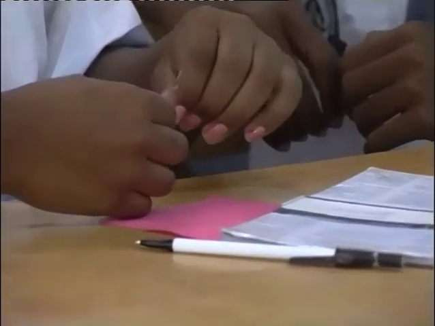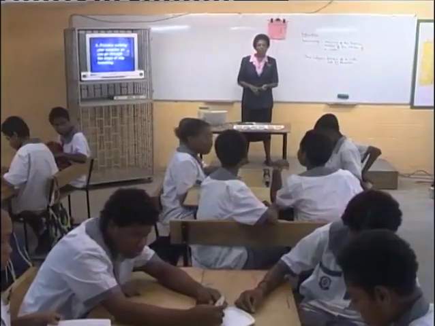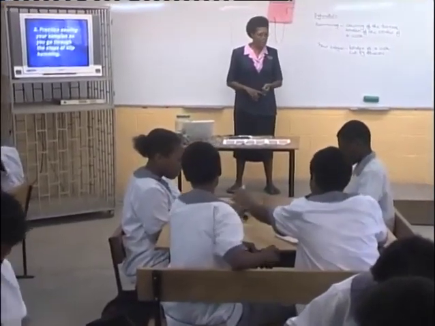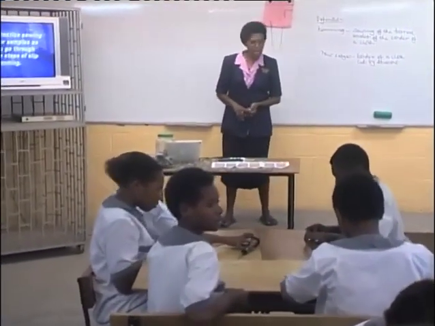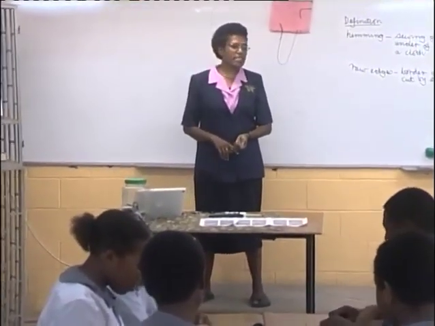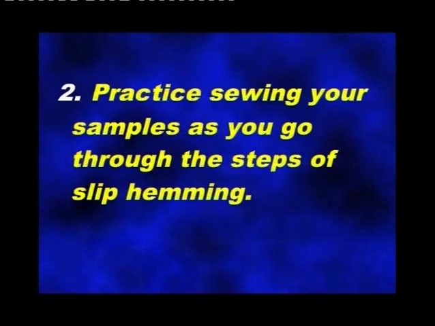Now I see that you are all prepared and ready. All your fabrics have been already cut. Your needles have been already threaded. Now, so here, second activity, we are to practice sewing the samples of a slip hemming as we go through the steps.